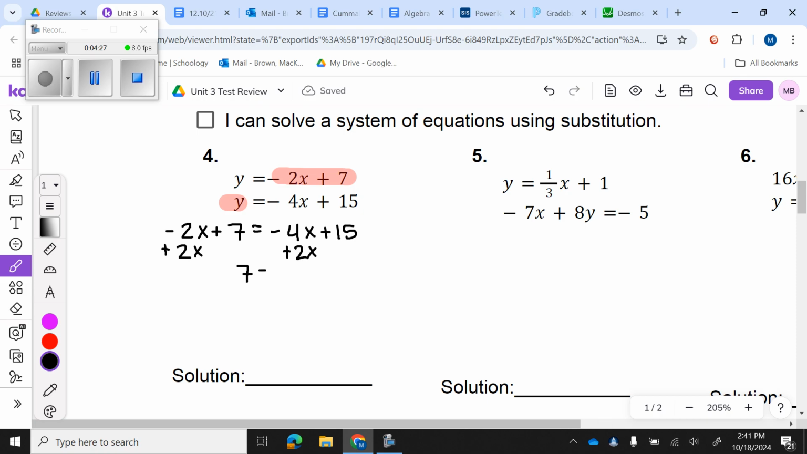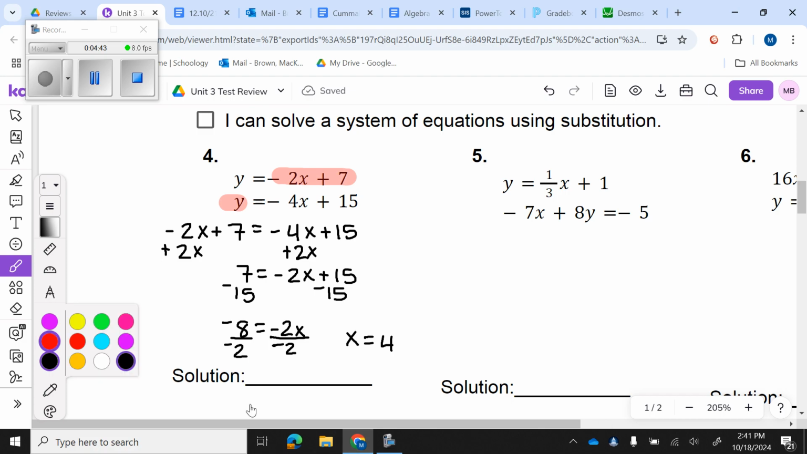And I'm going to have 7 equals negative 2x plus 15. I'm going to subtract my 15 over. We have a negative 8 equals negative 2x. Divide both sides by a negative 2. And I'm going to have x equals 4.